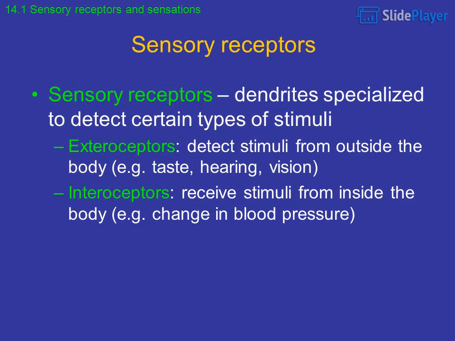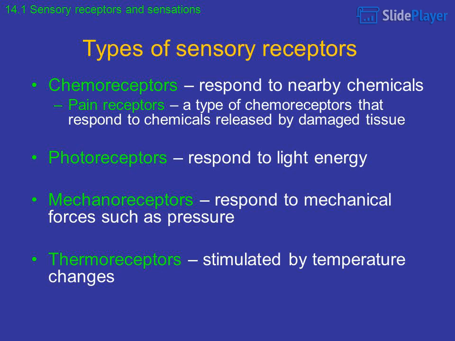14.1 Sensory receptors and sensations. Sensory receptors, dendrites specialized to detect certain types of stimuli. Exteroceptors detect stimuli from outside the body, for example taste, hearing, vision. Interoceptors receive stimuli from inside the body, for example change in blood pressure. Types of sensory receptors.